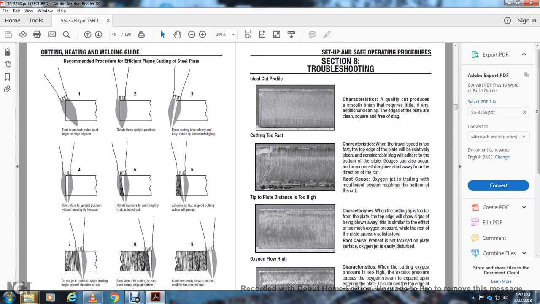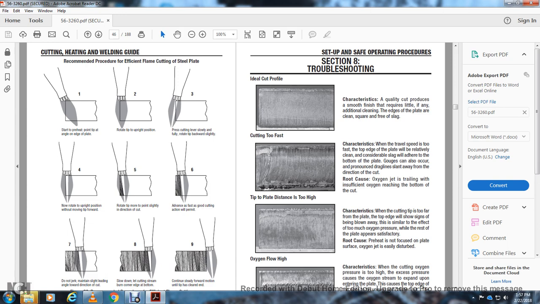Cutting too fast. Characteristic: travel is pretty fast. The top edge of the plate is relatively clean, but considerable slag adheres to the bottom edge of the plate. The gouging also occurs with a pronounced drag line slanting away from the direction of the cut. Root cause: the oxygen jet is trailing, with insufficient oxygen reaching the bottom of the cut.